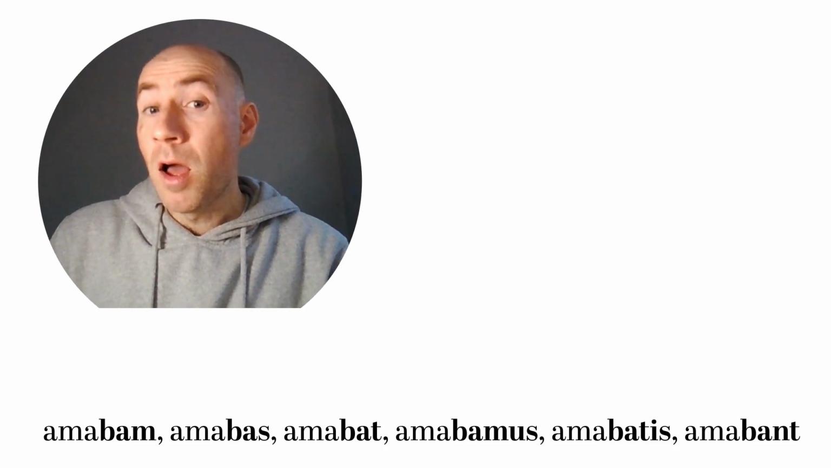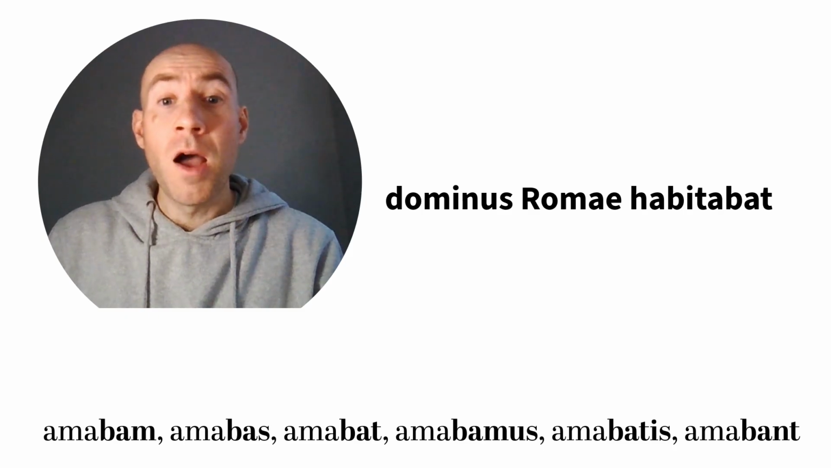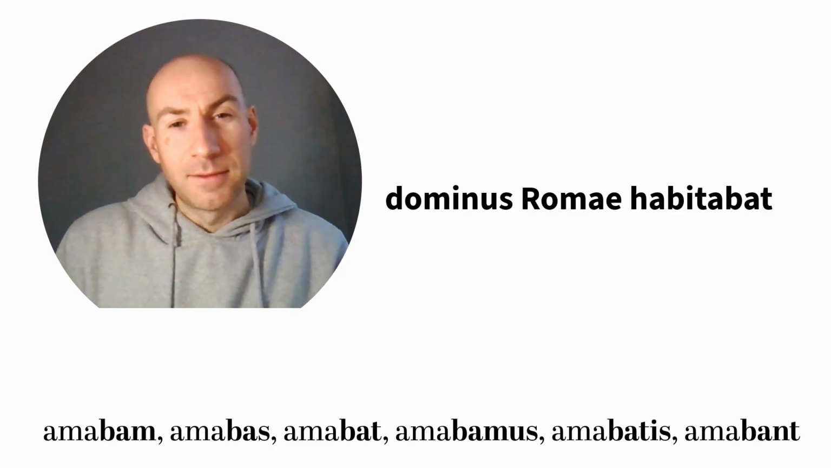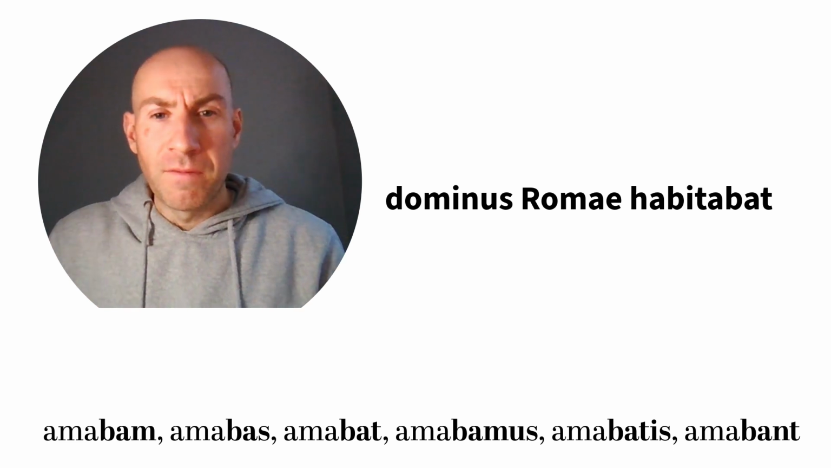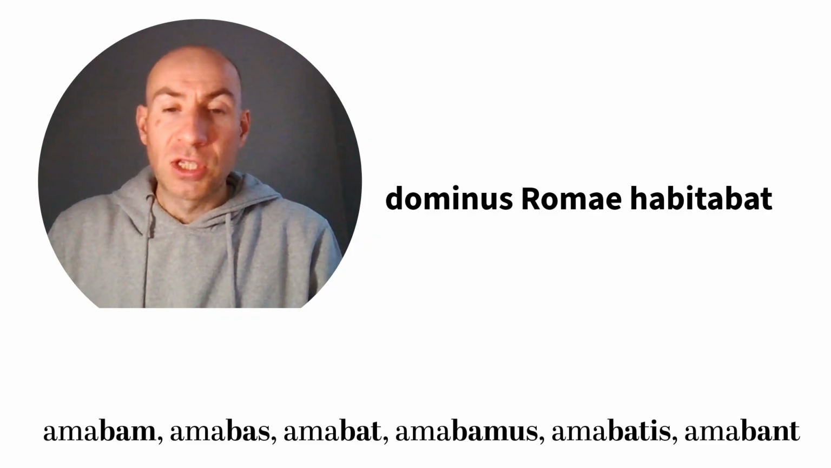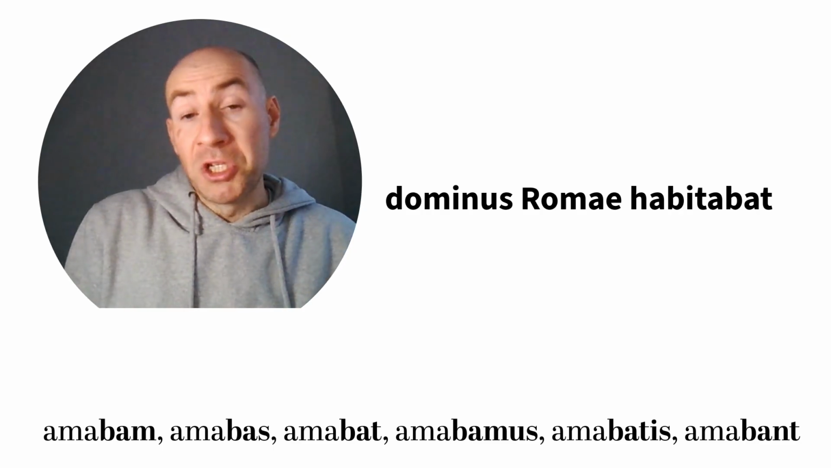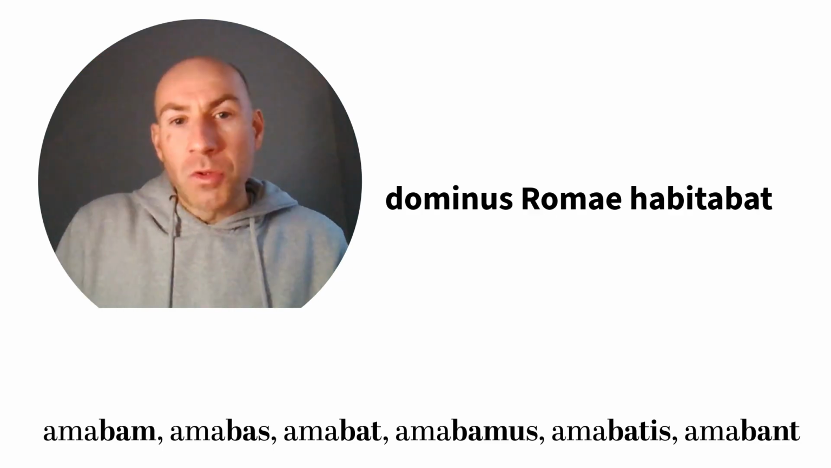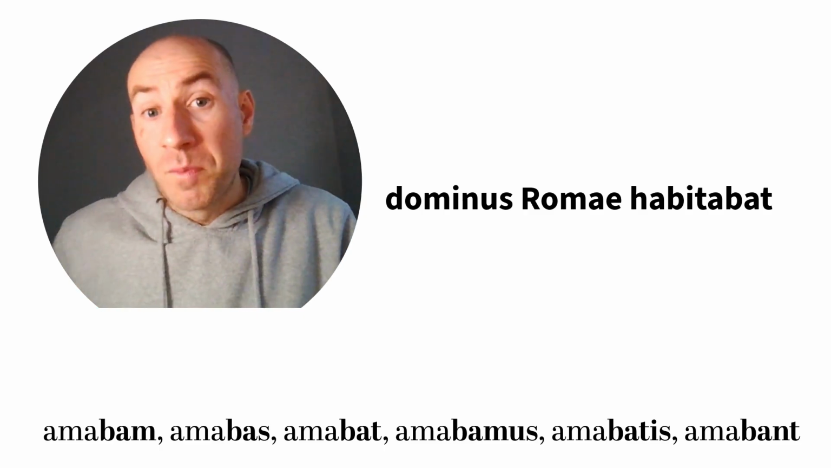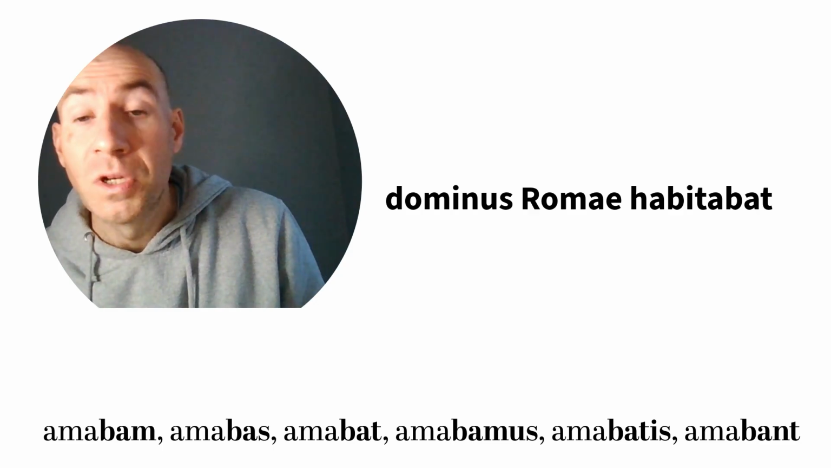Dominus Romae habitabat. Dominus Romae habitabat. The master used to live, was living, Romae, in or at Rome. The master lived, used to live at Rome. In this case, you could probably just say lived, because you don't just live somewhere for an ongoing event, isn't it? So I think that would be fine as well in English with this particular verb, because it's implied that it was ongoing. But you can say used to, would live.